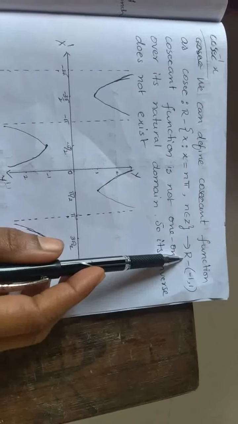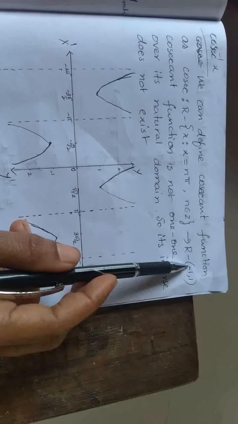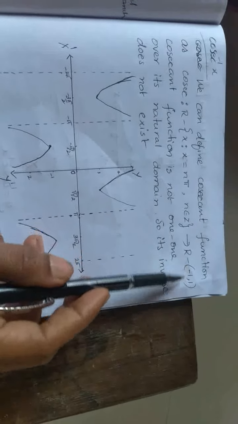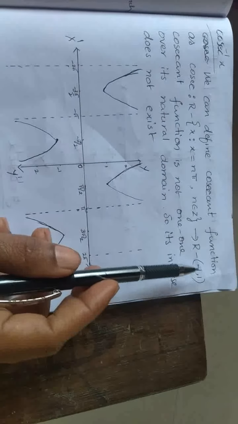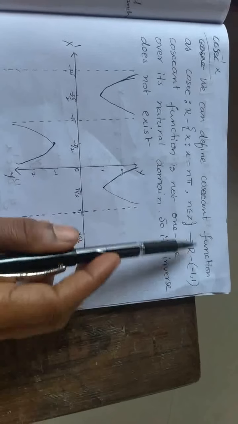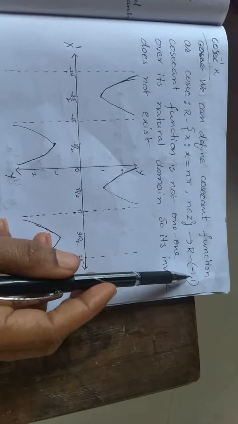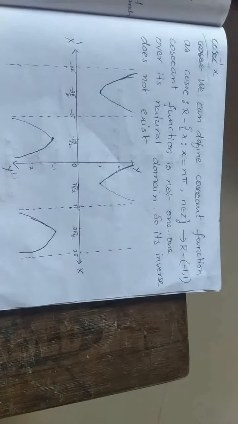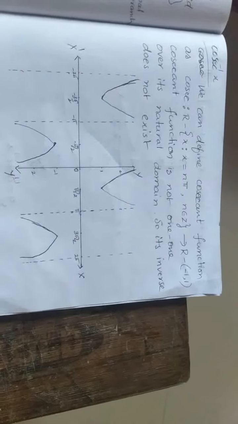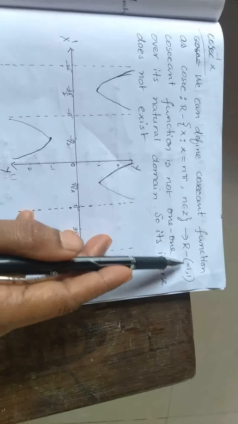And the range contains all the real numbers except the open interval minus 1 to 1. Those numbers between minus 1 and 1, minus 1 and plus 1 are included, and those numbers that lie in between minus 1 and plus 1 are not included in your range.